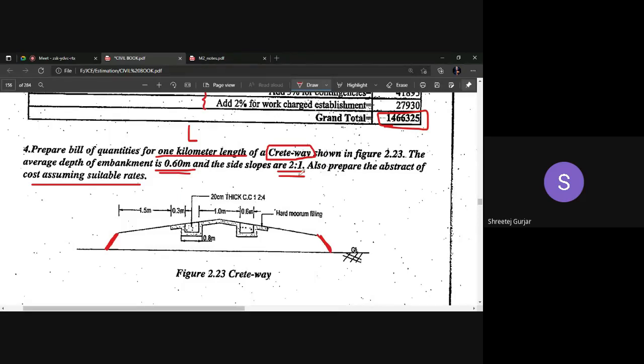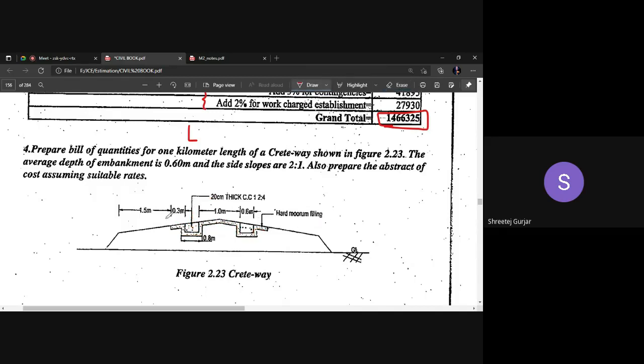So let us look into what the cross section is. They have provided side slope. Next, after side slope, you can see there is hard muram filling, so it is this part. I'm drawing, follow my cursor. So this is your hard muram filling. You have to calculate the quantities of all of these. In between these you have your 20 centimeter thick cement concrete.